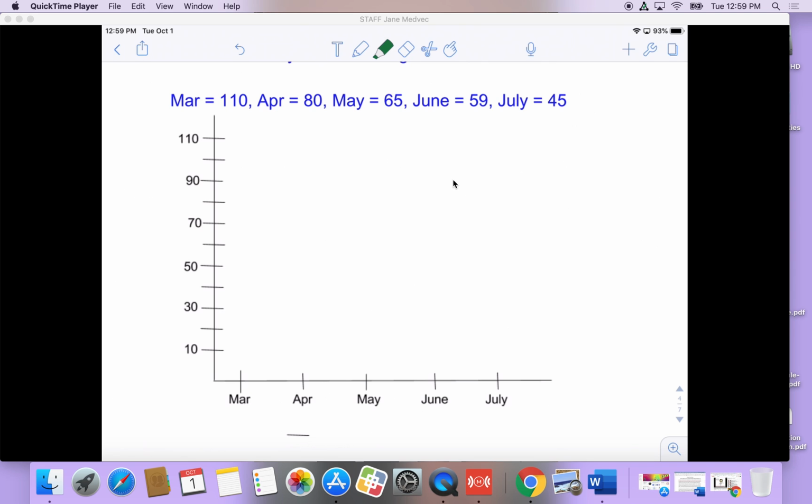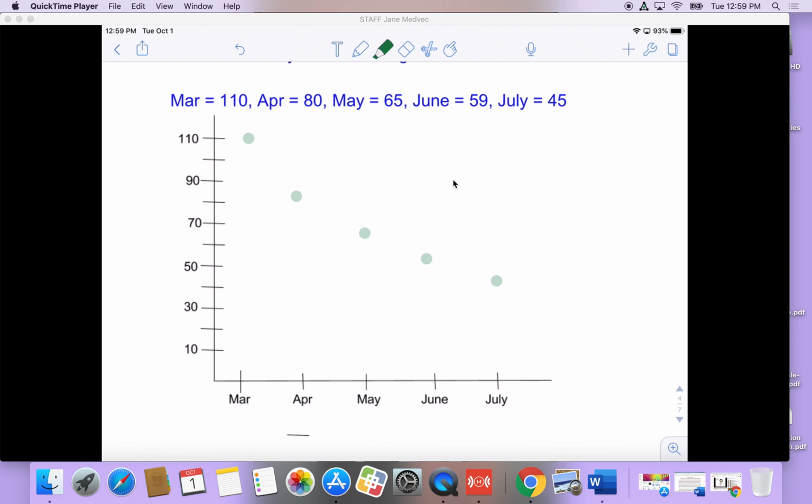So I've got March, there's 110, so I'm going to go like that. In April, I got 80, so like that. In May, I've got 65, so it's about like there. June, it's 59, so about right there. And July, about 45, which is about there. And again, I'm doing it on an iPad, so it's a little bit more difficult to find the exact location.